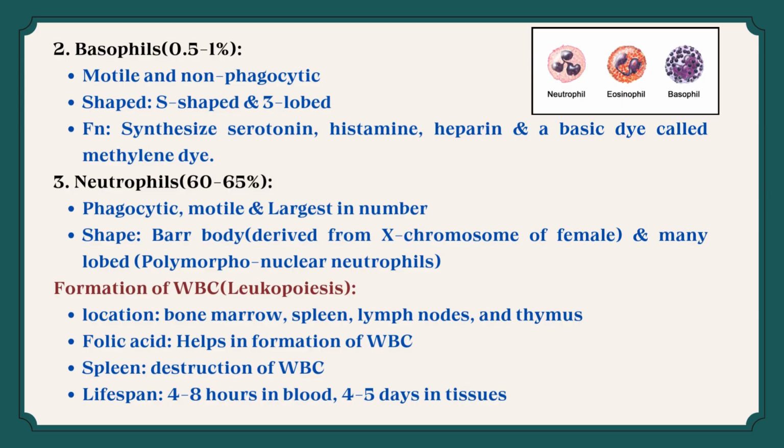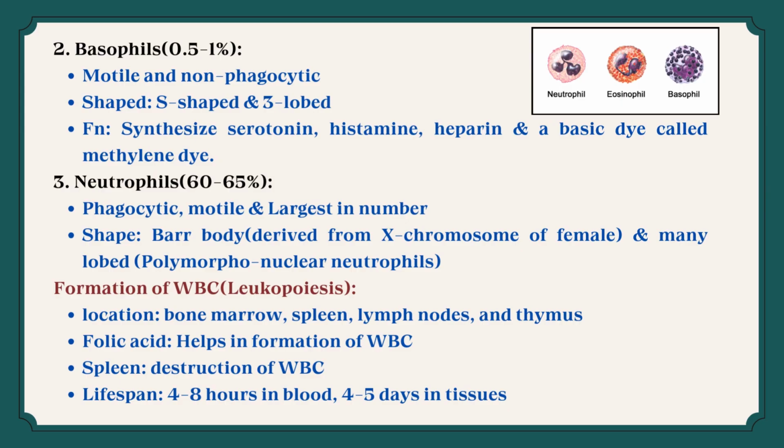The neutrophils constitute about 60 to 65% of WBC. They are phagocytic and motile. They are largest in number. The neutrophil has a bar body, which is derived from the X chromosome of the female, and the nucleus has many loops. That's why it is called polymorphonuclear neutrophils, PMN.